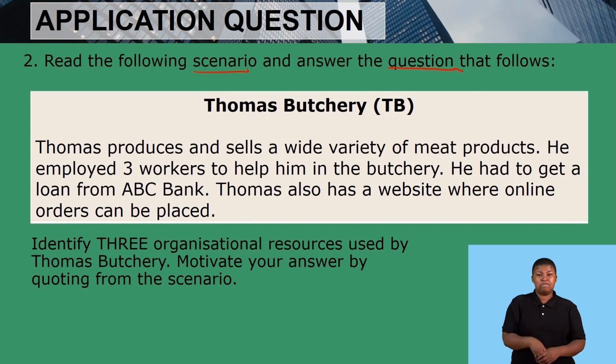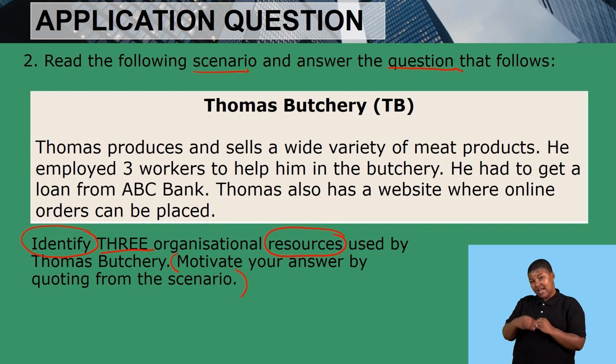Thomas produces and sells a wide variety of meat products. He employs 3 workers to help him in the butchery. He had to get a loan from ABC Bank, and Thomas also has a website where online orders can be placed. Now they state the question, identify 3 organizational resources, not structural culture, they want the resources used by Thomas Butchery. But watch out, because then the question continues.